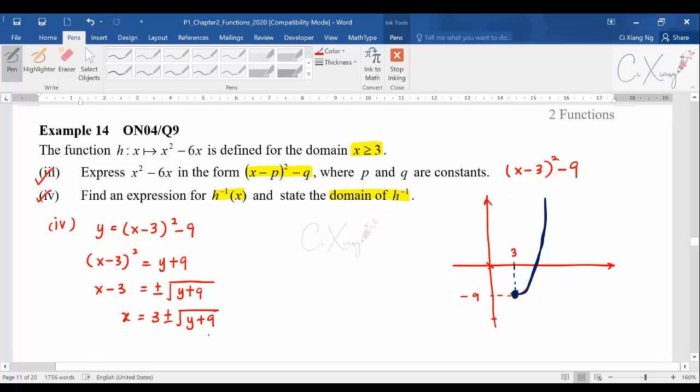Okay? All right. So now, this one, you should know that when you're having plus and minus, generally you're having two answers. One answer is 3 plus square root something. Another answer is 3 minus square root something. The square root something will always give you a positive value. So from these two functions, you can choose only one to be your final answer for the inverse function.